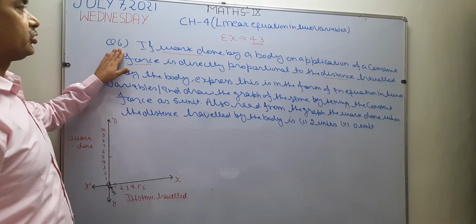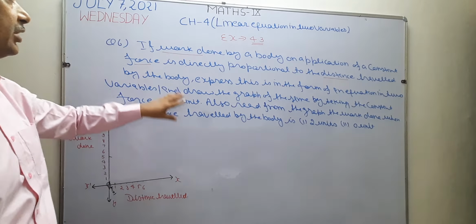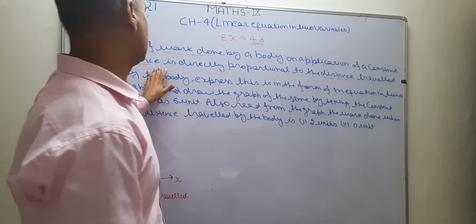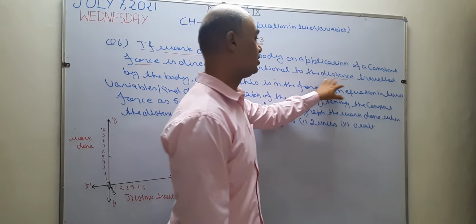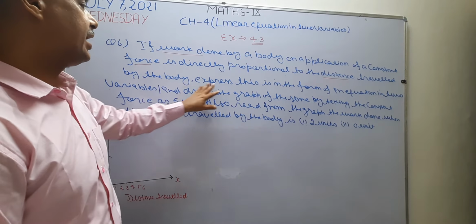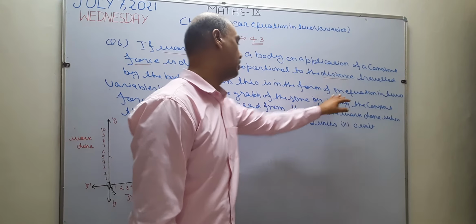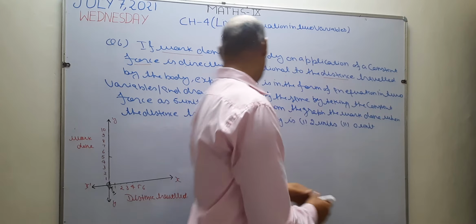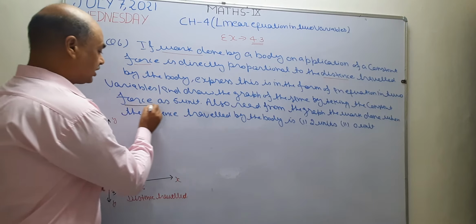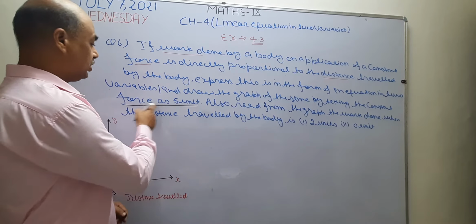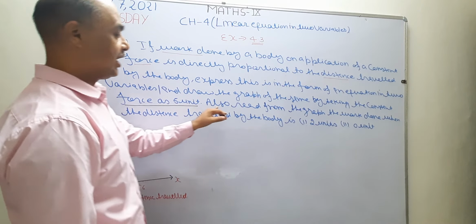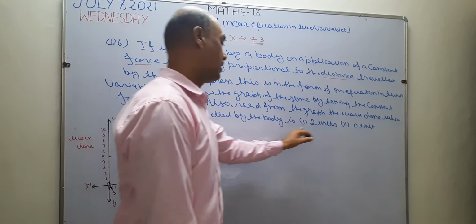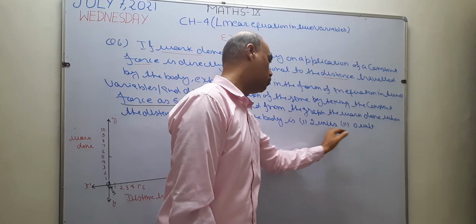Now I want to solve question number 6 of exercise 4.3. Read the statement first. What is given? If work done by the body on the application of a constant force is directly proportional to the distance traveled by the body, express this in the form of an equation in 2 variables and also draw the graph of the same by taking constant force equal to 5 units. We have to draw the graph of the given equation by using constant force equal to 5 units. Also read from the graph the work done by the distance traveled by the body when x equal to 2 and y, and when x equal to 2 and x equal to 0.